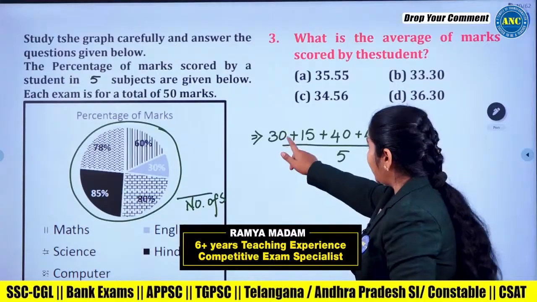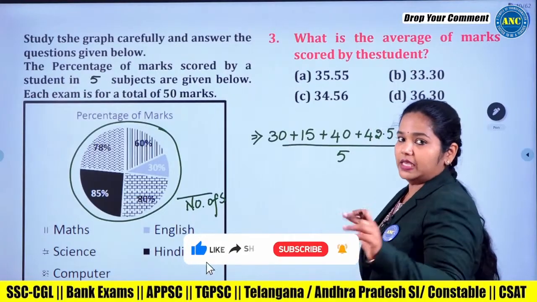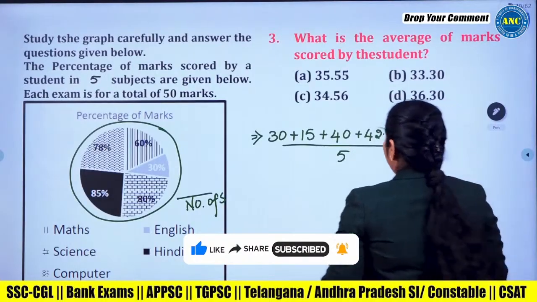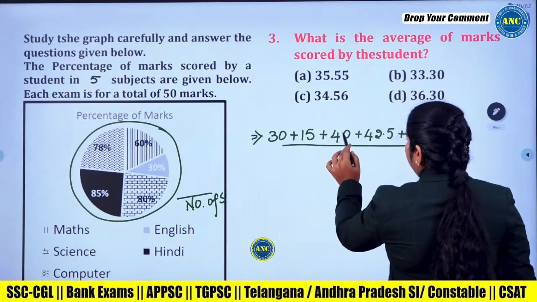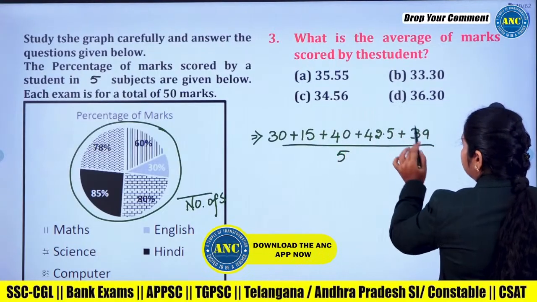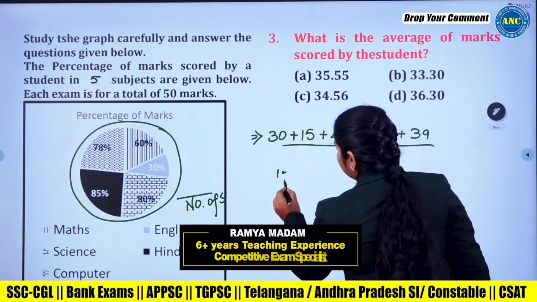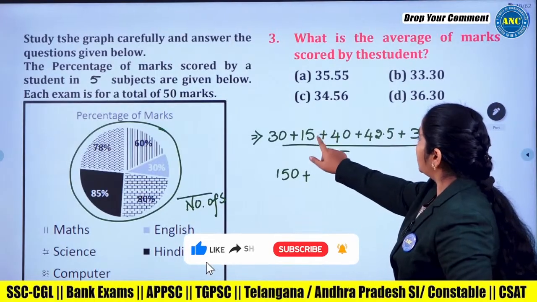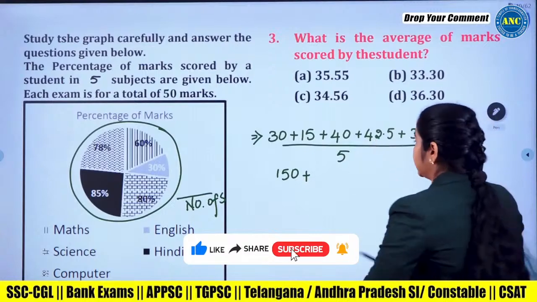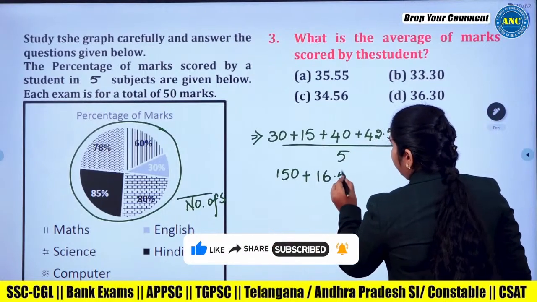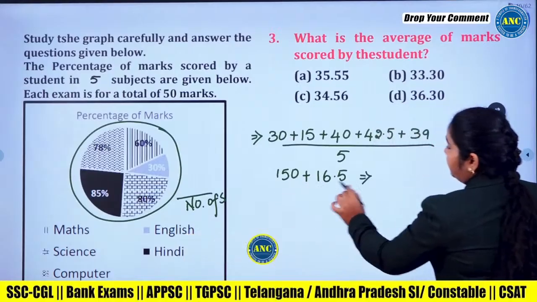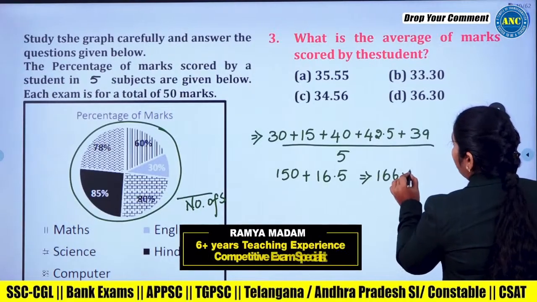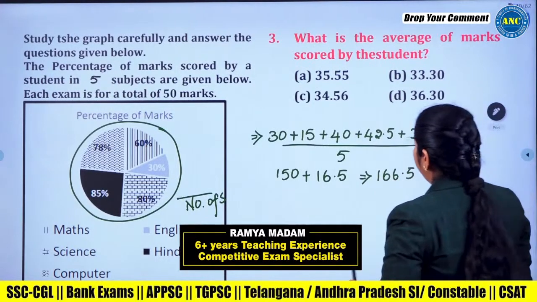Why did I take all half values? Already in the first and second questions I explained why I am taking all half values. Sum of 30 plus 10, 40, plus 40 is 80, 80 plus 40 is 120, 120 plus 30 is 150. Plus here 9 plus 5 is 14, 14 plus 2.5 is 16.5. Am I right? So it will be 150 plus 16.5, so it's 166.5. Am I doing it correct? Please check.